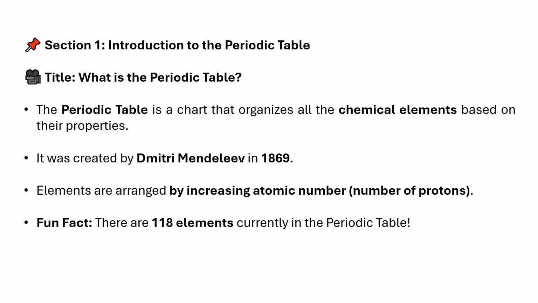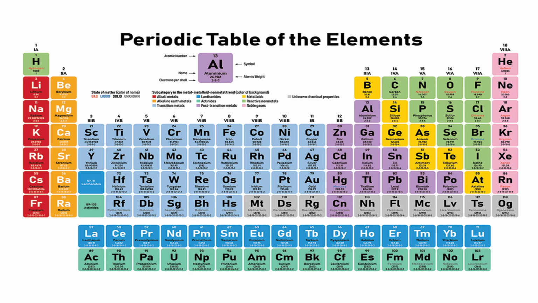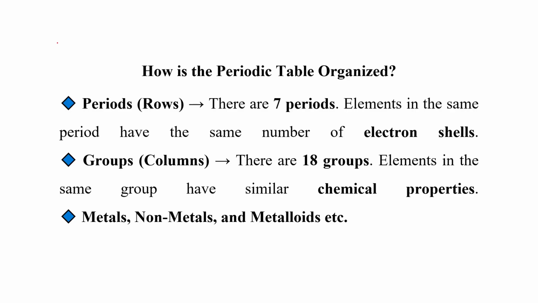It was created by Dmitry Mendeleev back in 1869 and elements are arranged by increasing their atomic number or number of protons in the periodic table. There is a fun fact that there are a total of 118 elements currently present in the periodic table. So this is actually how a periodic table looks like. It consists of all the chemical elements that are present or found in nature.